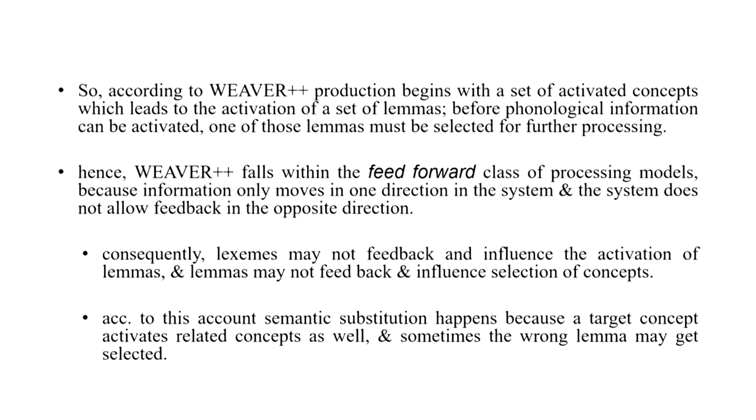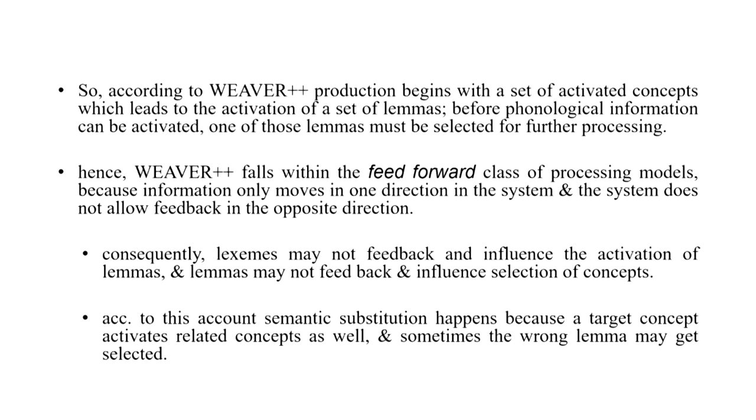According to this, if somebody commits an error, let's say a semantic substitution error, which may happen, for example, if you have asked people to do a timed picture naming task, you are showing them pictures of different kinds of animals or fruits and so on. Sometimes by mistake, if you are showing them a picture of a rat, a person could say cat. If you are showing them a picture of a cat, they could say dog. But again, this happens very, very rarely. But when it happens, how does it happen?